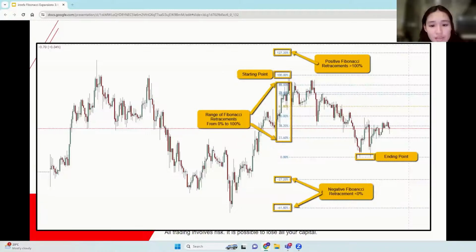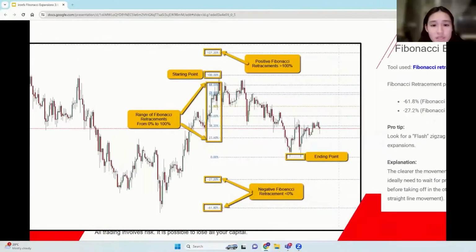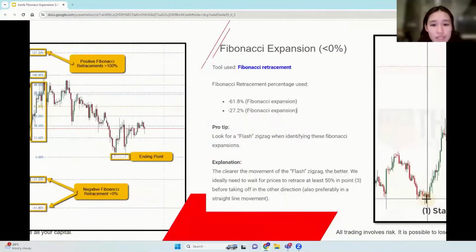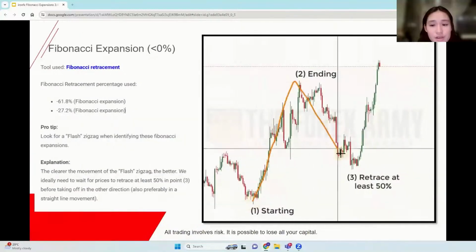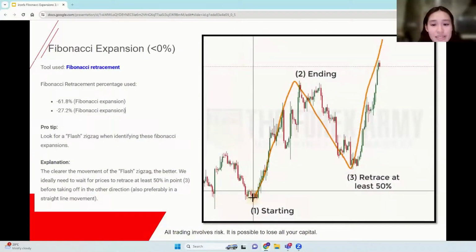Okay, and as we mentioned, mid-range are the retracements. Negative range is our expansions, so what we'll be talking about today. And those that are more than 100% are the extensions. So in all these three scenarios, we are only using one tool, which is the Fibonacci retracement. Okay, so let's zoom in and look at today's Fibonacci expansion technique.